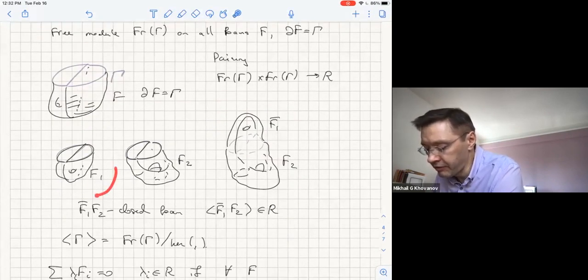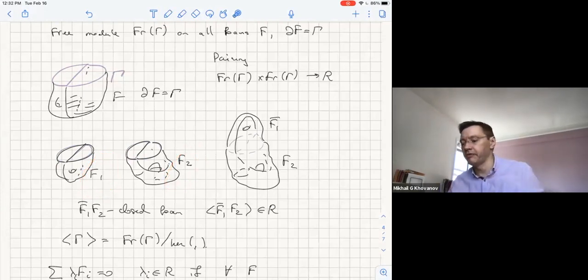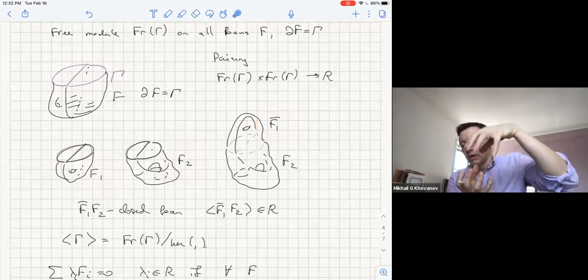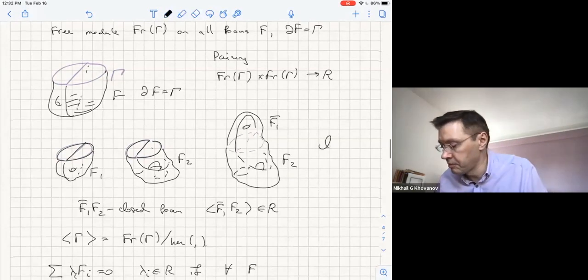So specifically, given two foams with boundary gamma, foams F1, F2, we can reflect one of them and glue with F2 to get a closed foam. So this is a closed foam.